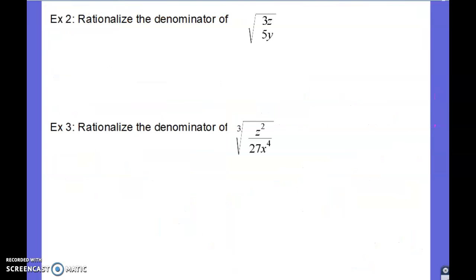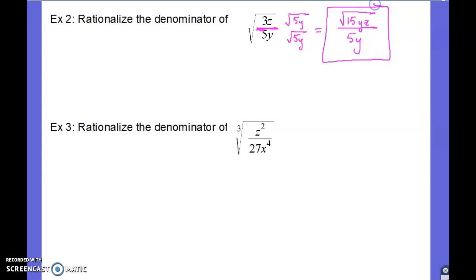And don't forget, there are other ways of doing these problems as well. I feel like I've over-explained, though, at this point. So in this one, we're back to the square root. I'm going to multiply top and bottom by root 5y. As you do that, the numerator is just the square root of 15yz. And then the bottom, root 5y times root 5y, is just 5y. So the more practice you get, the easier it becomes.